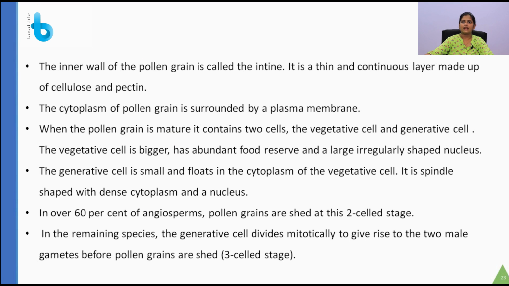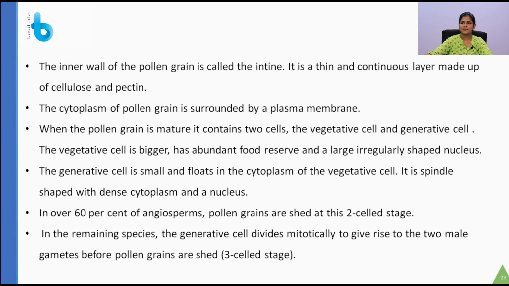Now the inner wall of the pollen grain is called the intine and it is made up of cellulose and pectin. The cytoplasm of the pollen grain is surrounded by a plasma membrane. When the pollen grain is mature, it contains two cells, as I said: one is vegetative and the other is generative. The vegetative cell is bigger and contains more nutrition. The generative cell is very small and floats in the dense cytoplasm. It is generally spindle shaped with cytoplasm and nucleus.